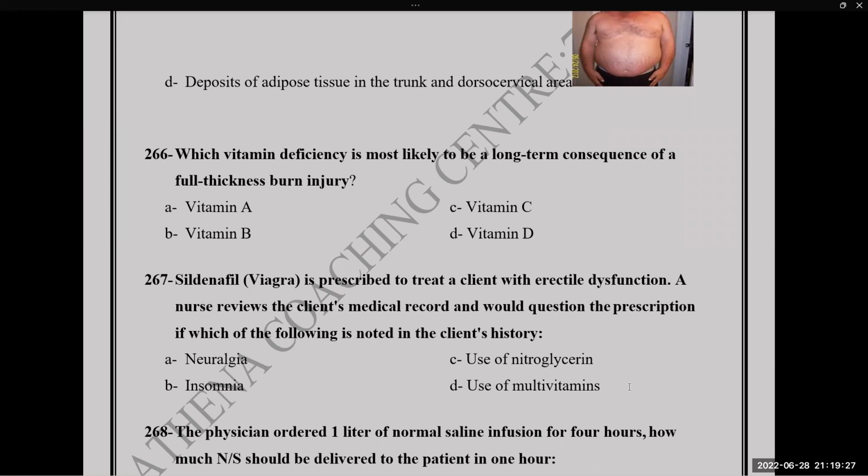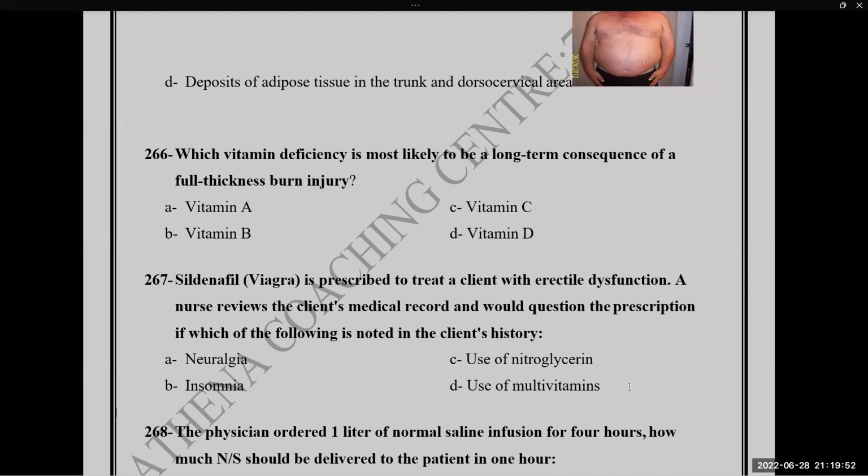Question number 67. Sildenafil or Viagra is prescribed to treat a client with erectile dysfunction. A nurse reviews the client's medical record and would question the prescription if which of the following is noted in the client's history.